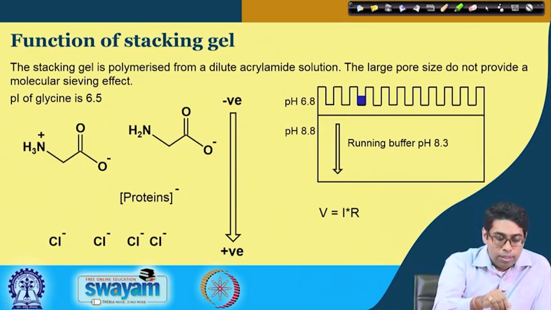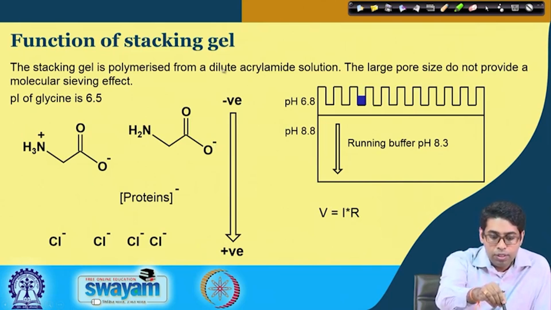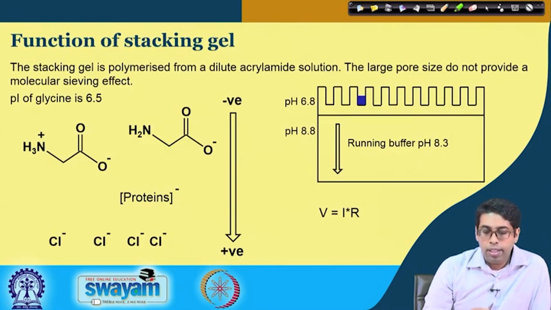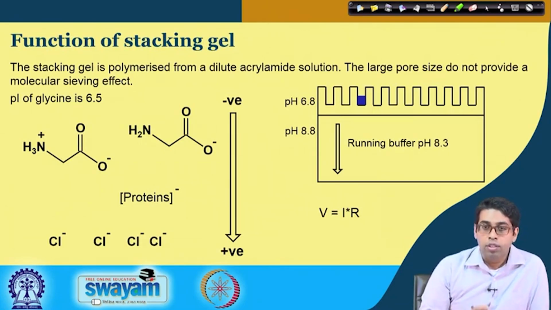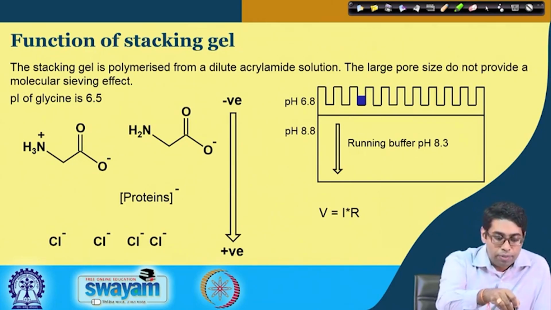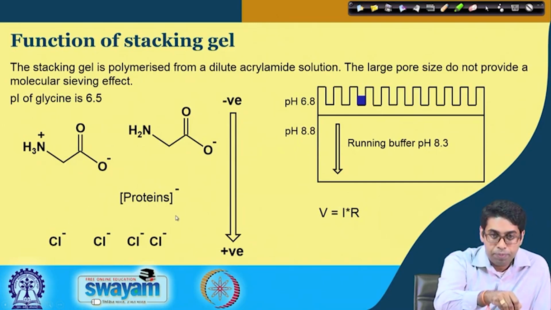And one trick that we use for this stacking gel is that a very dilute acrylamide solution is used, which means that the pore sizes are very large. So, there is no sieving effect. Small molecules, small proteins, large proteins all can easily pass through this gel. So, all of them pass through the pores quickly, and since the local voltage is high in this region, they will quickly reach the chloride ions.